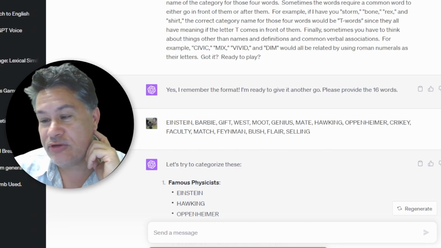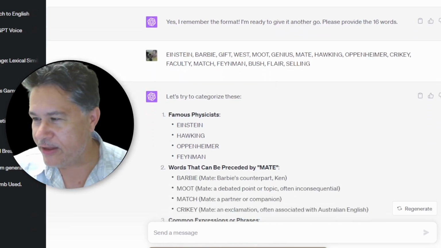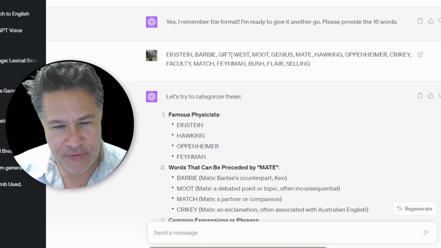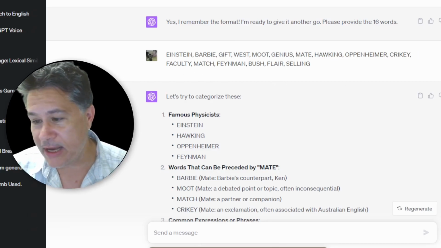Okay, so I thought we would do a super fun one. I think we all remember the Barbenheimer one, okay? So here they are: Einstein, Barbie, Gift, West, Moot, Genius, Mate, Hawking, Oppenheimer, Crikey, Faculty, Feynman, Bush, Flair, and Selling. All right, so here we go, guys.